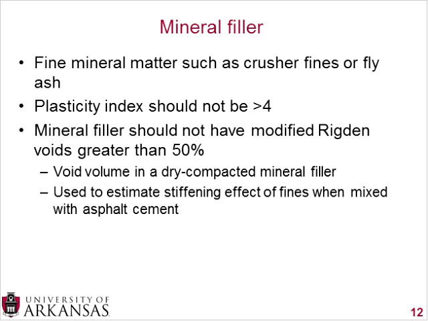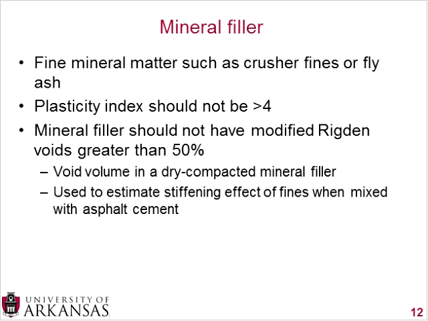It's hard for us in traditional aggregate tests in asphalt to quantify such fine particles, so they use the plasticity index. And they also have what's called the modified Rigden voids test as a part of this too. The modified Rigden voids must be greater than 50%. What this test does is you essentially look at the void volume in a dry, compacted mineral filler. You can actually look it up on YouTube; there's an example of a Rigden voids test. What happens is you compact this mineral filler in a dry state, and you try to quantify the void volume.